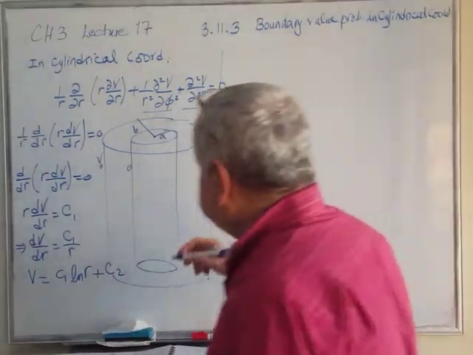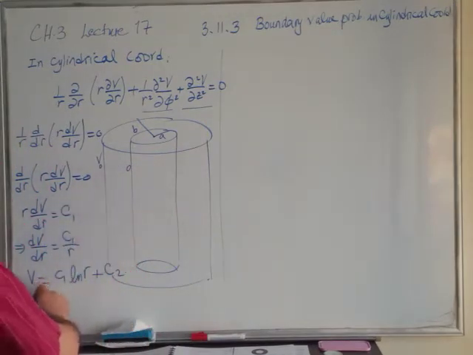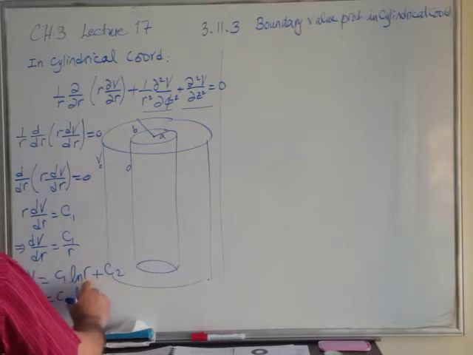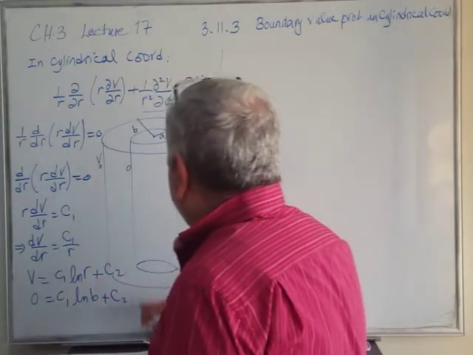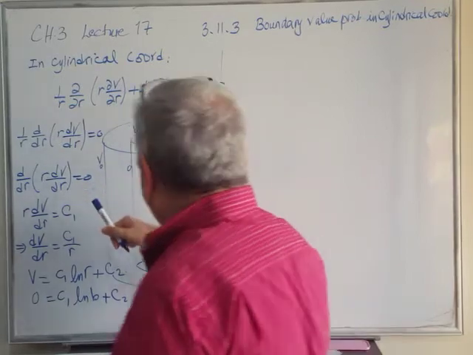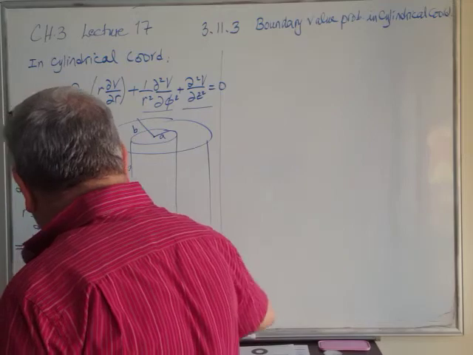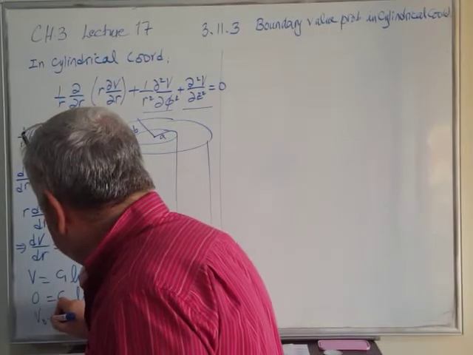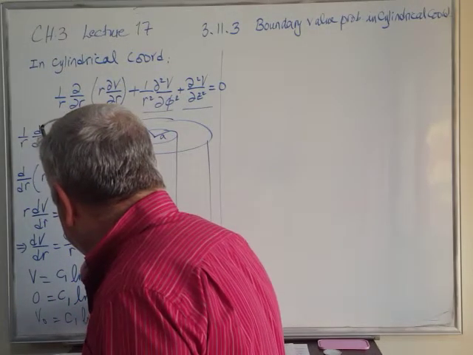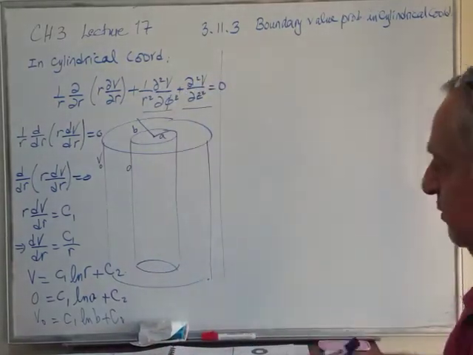Now in that case, you know that v is equal to 0 when r is A. So this is 0 equals C1 ln A plus C2. That's one equation. Another one, when r equals B, you have the potential V0, so that will be V0 equals C1 ln B plus C2. So you have here a system of two equations, two unknowns.